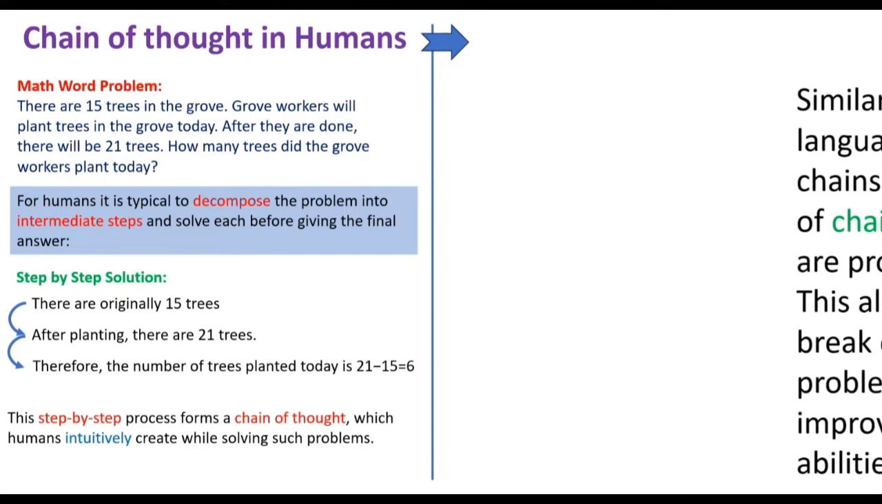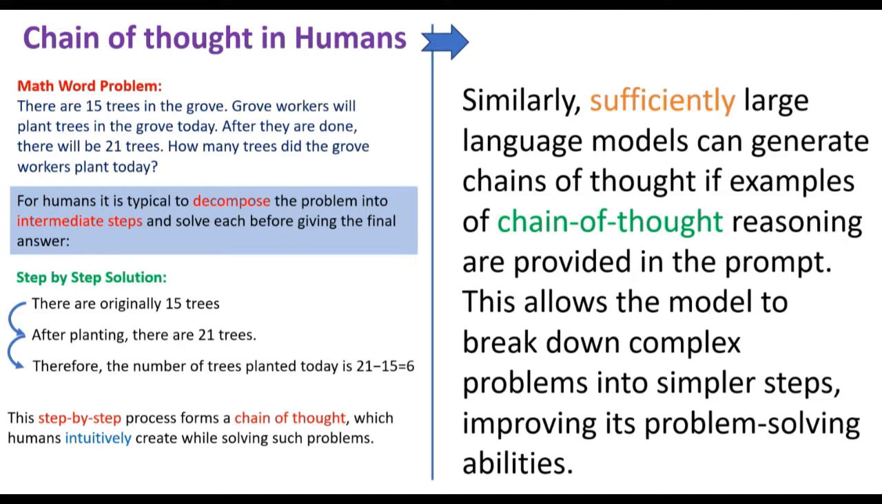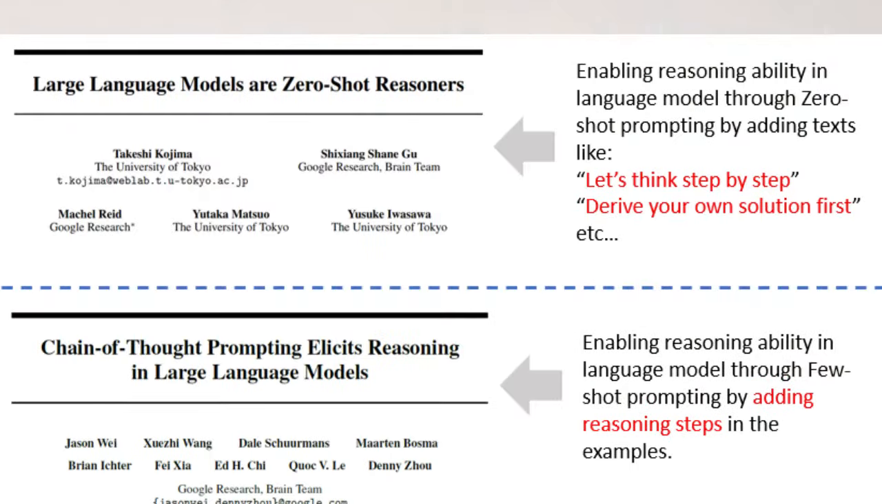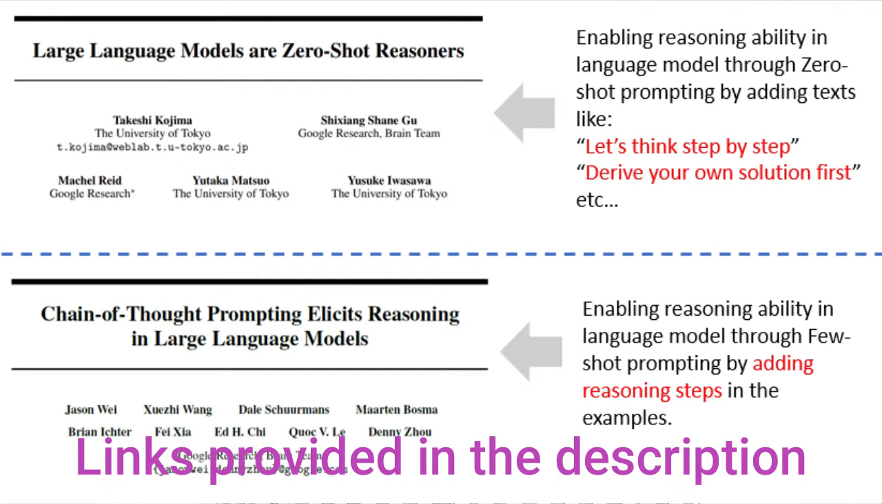Similarly, sufficiently large language models can generate chains of thought if examples of chain of thought reasoning are provided in the prompt. This allows the model to break down complex reasoning problems into simpler steps, improving its problem-solving abilities. How to enable the reasoning abilities in the language model? In 2023, some researchers published these two papers which mainly talk about how to enable the reasoning ability in the language model in zero shot and few shot prompt technique by just adding some additional instructions for chain of thought.